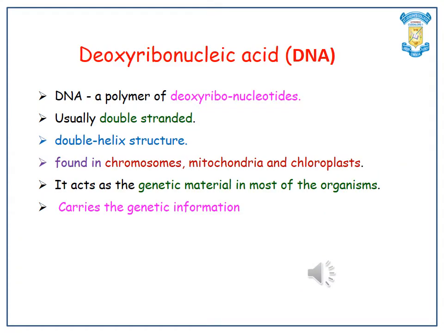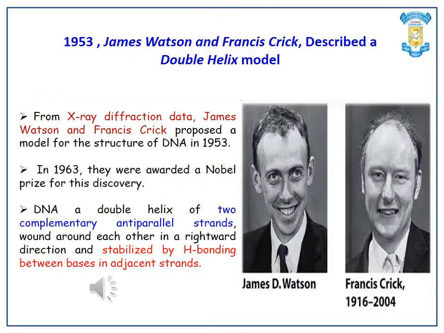Deoxyribonucleic acid. DNA is a polymer of deoxyribonucleotides, usually double-stranded, with a double helix structure. It is found in chromosomes, mitochondria, and chloroplasts. It acts as the genetic material in most organisms. It carries the genetic information.